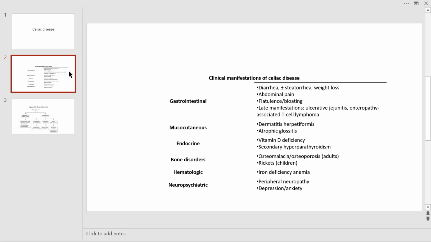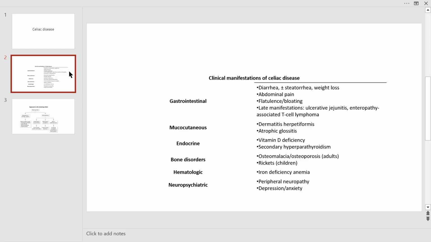Sometimes we may get endocrine manifestations like vitamin D deficiency and secondary hyperparathyroidism. In bone disorders, there is osteomalacia, osteoporosis, and rickets. In hematological terms, there is iron deficiency anemia. In neuropsychiatric terms, there is peripheral neuropathy, and sometimes depression and anxiety. These are the common clinical manifestations we may get in a patient with celiac disease.